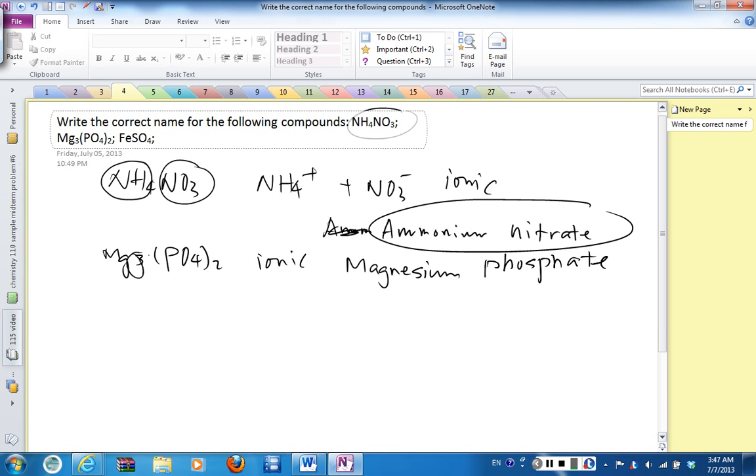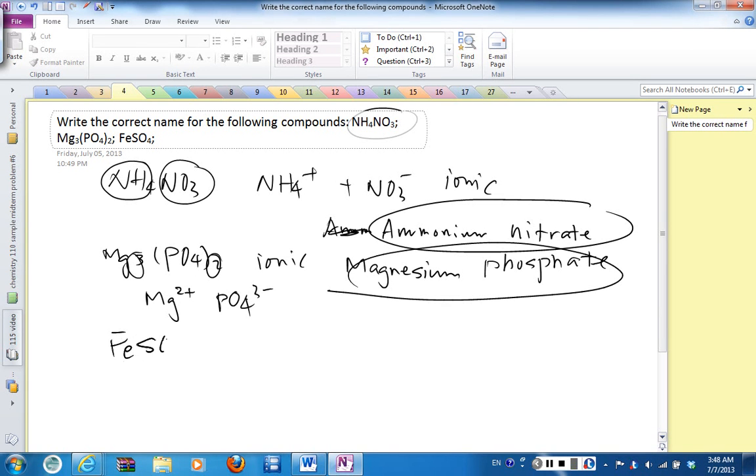What about these numbers? Well, in this case we don't need to worry about them. Why? Because magnesium only makes a +2 positive ion, being a main group element. And PO4 as a polyatomic ion also has a fixed charge of 3 negative. You have to match them 3 to 2, otherwise you wouldn't be able to balance the charge. So magnesium phosphate.